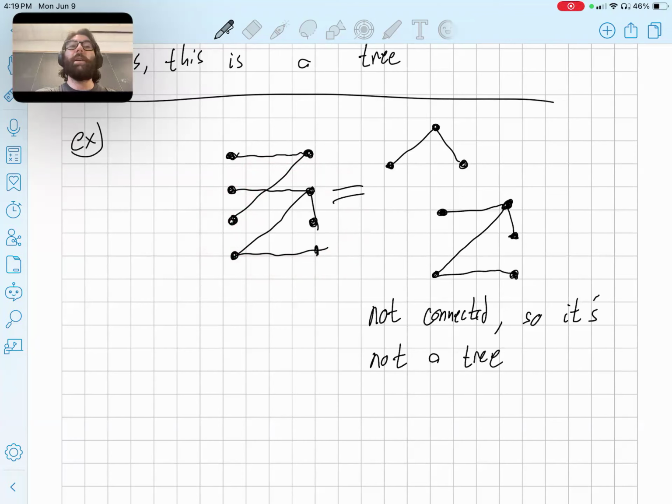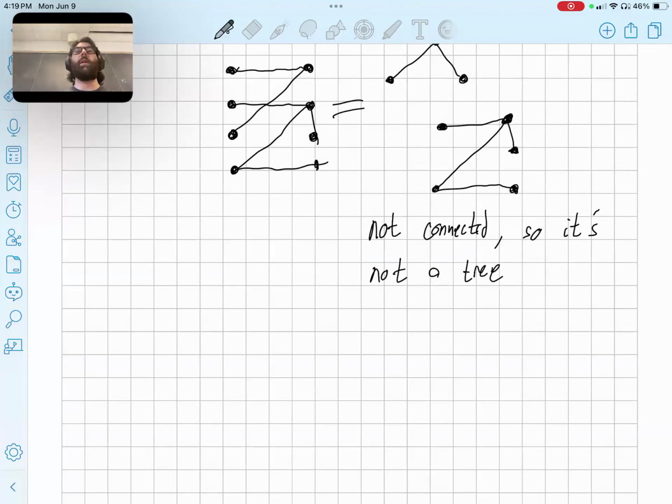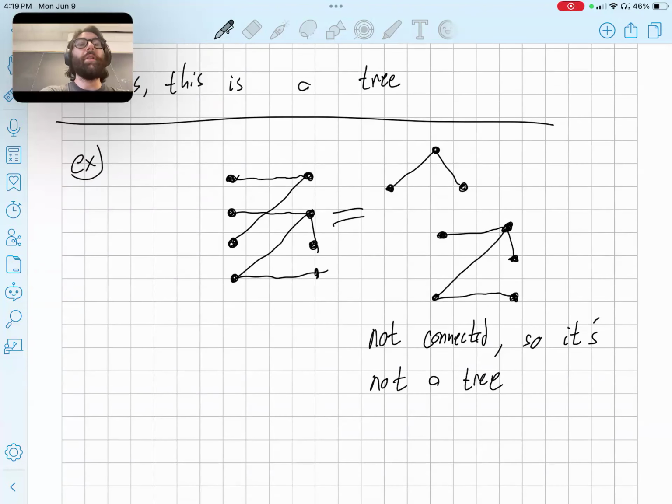It doesn't have any circuits, but it's also not connected. So it has to be connected and have no circuits. So how do you determine, if I just give you a jumble of edges and vertices, whether that's a tree? There are some other criteria that will tell you when something is a tree that we will get to in a future video.